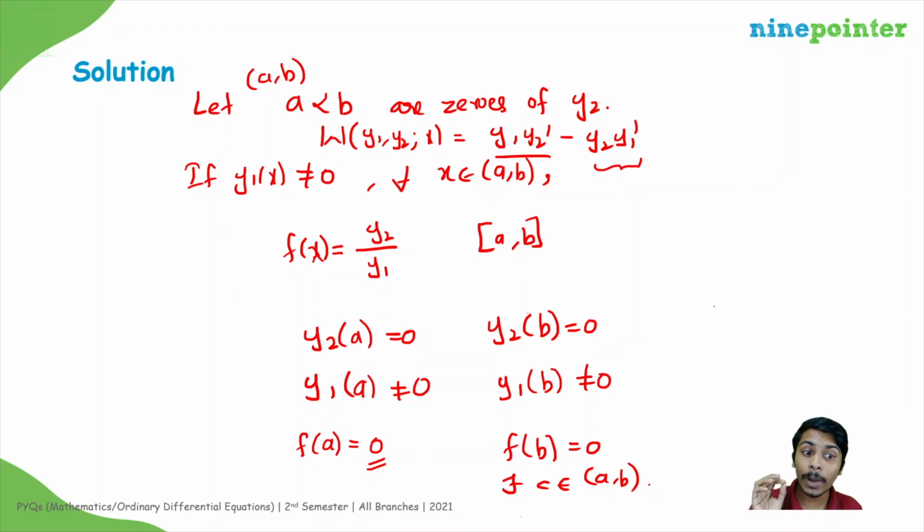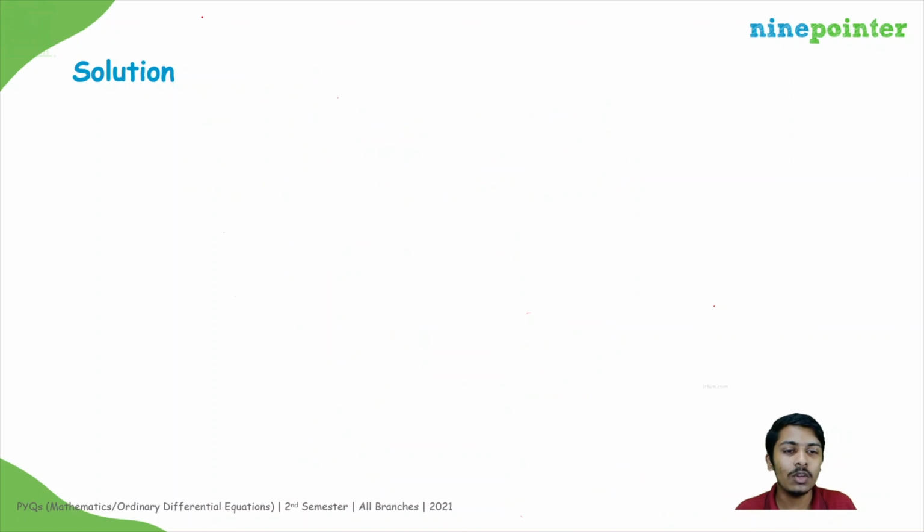How can I say that? By Rolle's theorem, there will be some point c in between a and b such that the derivative will be exactly equal to 0 at that point. Now, is there an issue with this happening? Yes, there is an issue. I will show you exactly what that is.